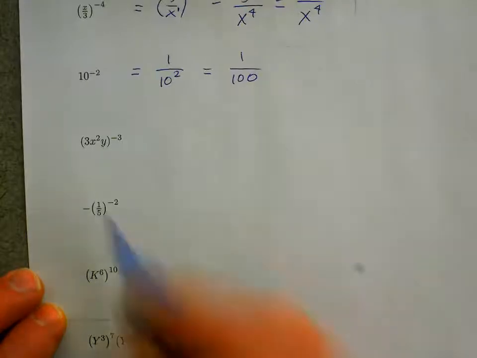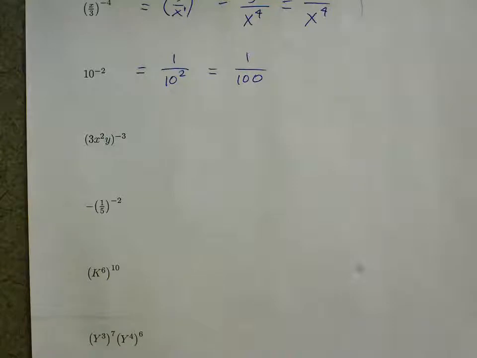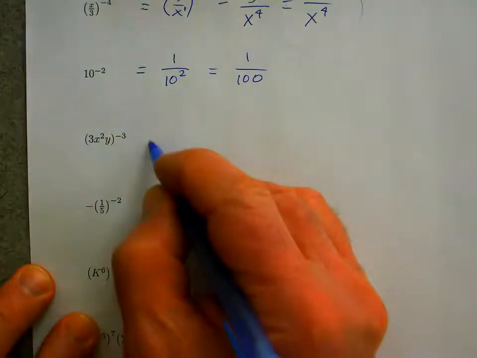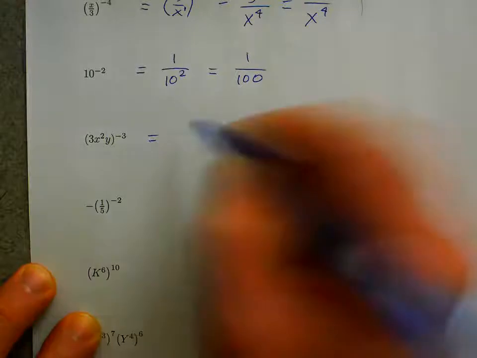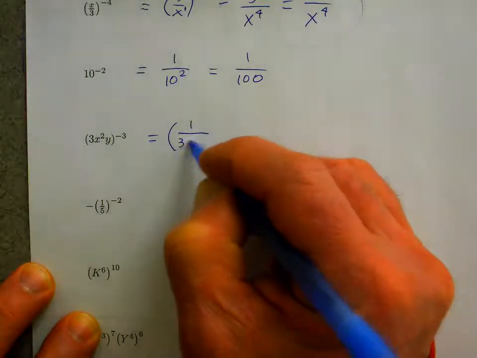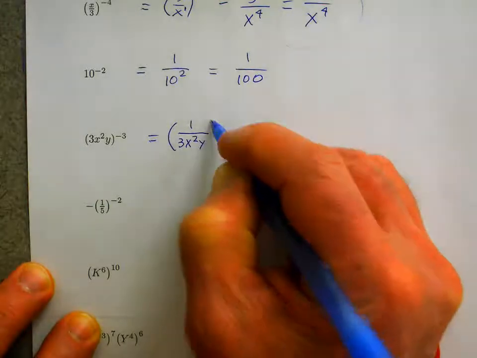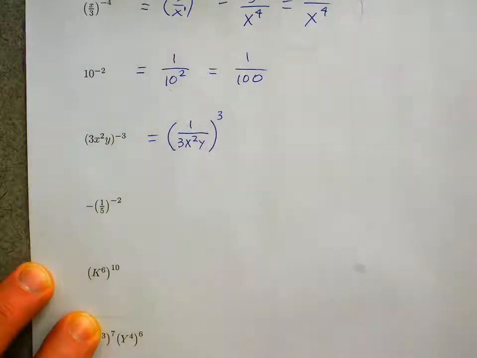The next one, in parentheses, we have 3 times x squared y, and that entire expression is raised to the negative 3. So we write the reciprocal of 3x squared y. The reciprocal is 1 over 3x squared y. And then we change the outer exponent to positive 3.